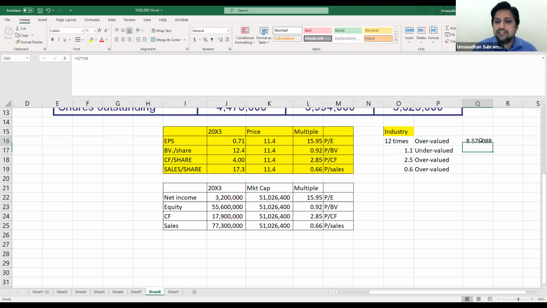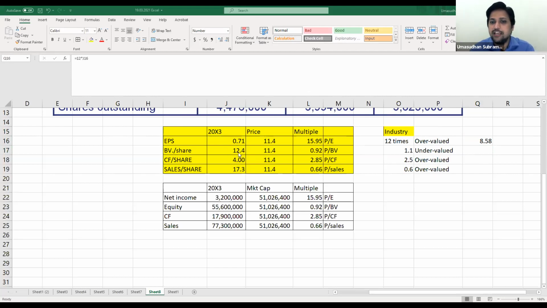Okay, now you're going to tell me the stock is undervalued on the basis of price to book. It's undervalued based on price to book. So what do you think should be the value of this company based on book value per share? How do you calculate? Is everybody else, are we on the same page? How do we calculate? 12.4 is the book value per share.